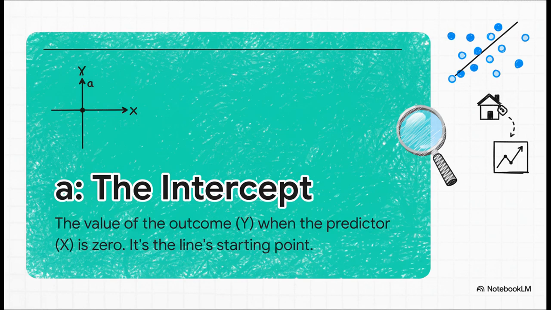And that just leaves a, the intercept. This is just the starting point for our line. It's the predicted value of y if x were 0. So in our example, it's the predicted weight of a person who is 0 inches tall, which I know makes zero sense in the real world, but mathematically, it's the anchor that locks our line into place.